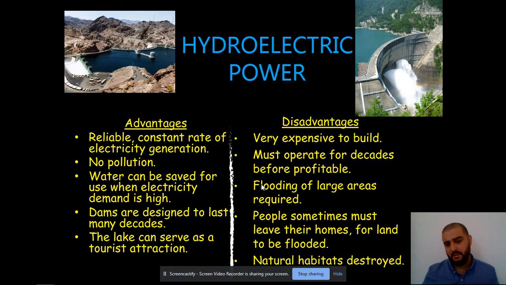And that's obviously the point that it mentions there, that people sometimes must leave their homes for land to be flooded. And again, natural habitats are destroyed. So whilst new ones are created by the reservoir, no doubt that the land that was there before the reservoir would have also been a habitat for different animals and species. So there's clear advantages and there are clear disadvantages of hydroelectric.